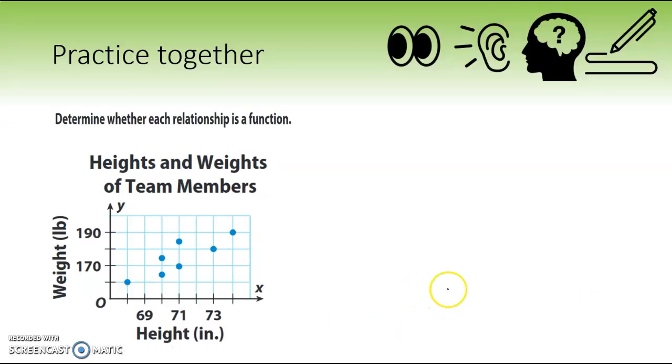Okay, what about this one? Imagine all these dots falling to the ground. Do any of them stack on top of each other? These would, right? If they fell straight down, they would be right on top of each other, and these, if they fell down, they'd be on top of each other. That means this is not a function.